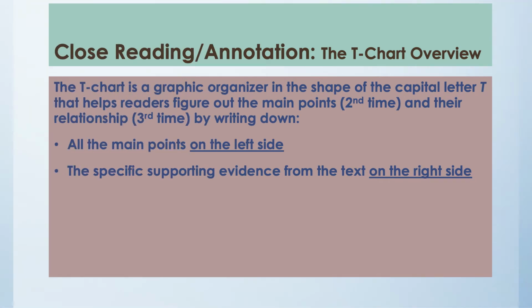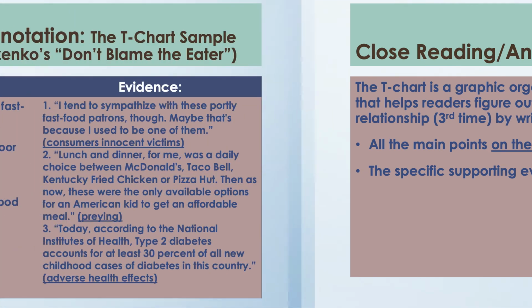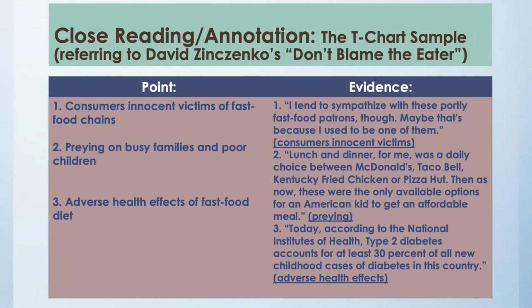Finally, there is the T-chart method. The T-chart is a graphic organizer in the shape of the capital letter T that helps readers figure out the main points and their relationship by writing down the main points of the article on the left side of the page with the specific supporting evidence on the right side. Here is what a completed T-chart would look like after reading and annotating David Zinczenko's article, Don't Blame the Eater.